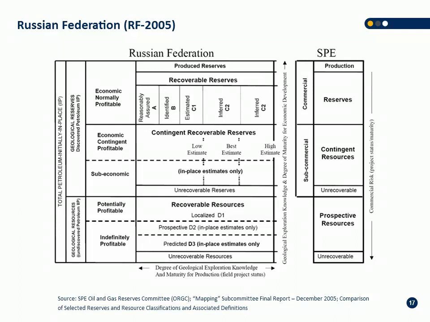They also have 3 different categories for what they call recoverable resources. So this is prospective resources in COGI and PRMS. And the 3 categories in there, D1, D2, D3, are essentially equivalent to the maturity subclasses that you see in COGI and PRMS. So that's the lead, the prospect, and the play in the PRMS system. So again, they have different terminologies, different words for them.